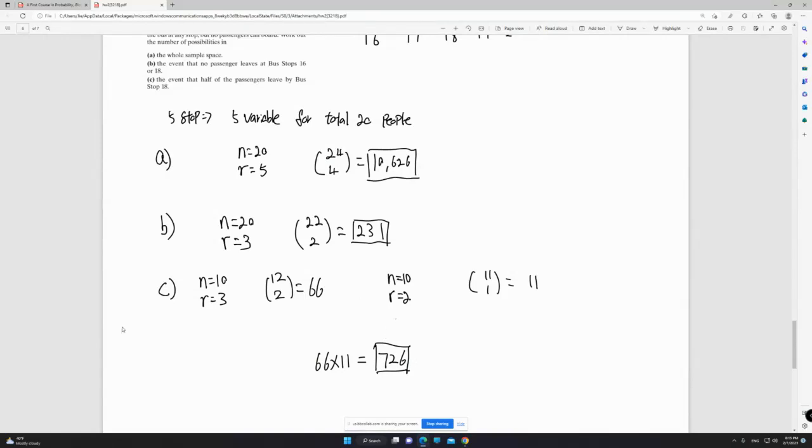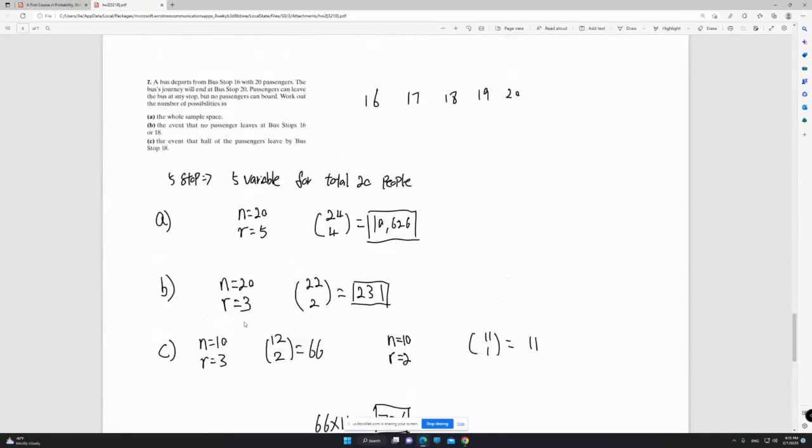Well, this is a great question, but you are going over too fast. Can we go back a little bit? Yeah. Let me understand the question. So question 7 is a bus departs from bus stop 16 with 20 passengers. The bus's journey will end at bus stop 20. Passengers can leave the bus at any stop, but no passengers can board. So work out the number of possibilities in this.